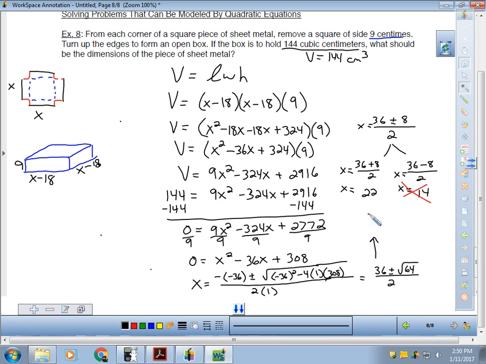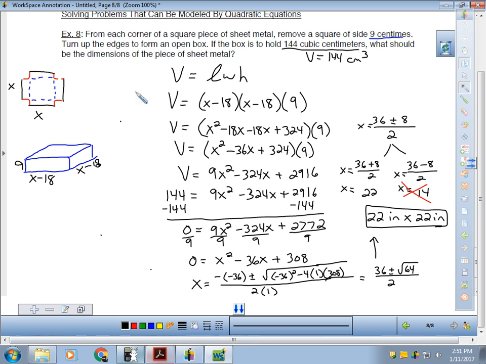So my answer is going to be 22 inches by 22 inches. It has to be a square, because they told us it was a square piece of sheet metal, and our measurement for one of the dimensions, x, was 22. So we have a 22-inch by 22-inch piece of sheet metal, and that'll give us this thing.